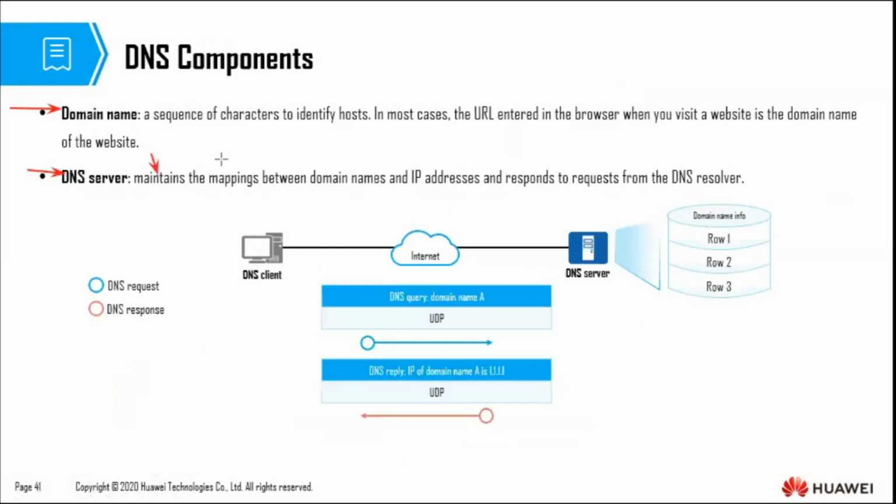The server maintains mappings between domain names and IP addresses, and it responds to requests from the DNS resolvers. So again, DNS adapts a client-server architecture. So we have the client, who is you with your mobile phone wanting to visit Huawei.com. When you type Huawei.com, your machine is going to send a DNS query with Huawei.com using UDP.